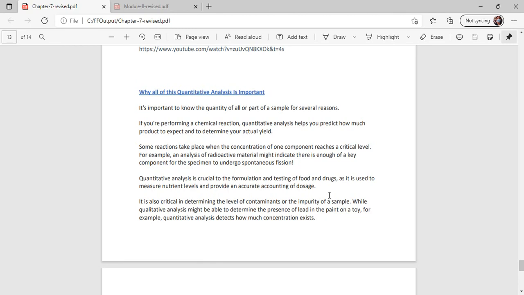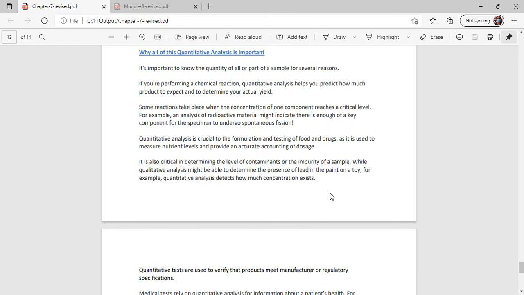Some reactions take place when the concentration of one component reaches a critical level. For example, an analysis of a radioactive material might indicate there is enough of a key component for that specimen to undergo spontaneous fusion. Also, your quantitative analysis is crucial to the formation and testing of food and drugs. It is used to measure the nutrient level and provide an accurate accounting of your dosages, and it is critical in determining the level of contaminants or the impurities of your sample.